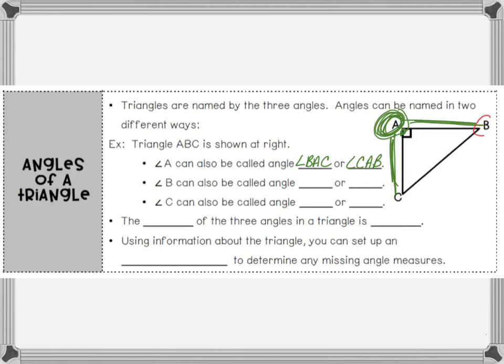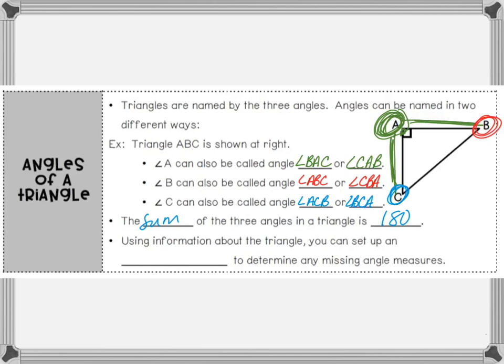When we think about angle B, this one here, it could be called angle ABC or angle CBA. As long as the B is in the middle, you're fine. Angle C, which is this one here, we could name as angle ACB or BCA. As long as that C is in the middle, it doesn't matter where the A and the B are. The sum of the three angles in a triangle is always 180 degrees.